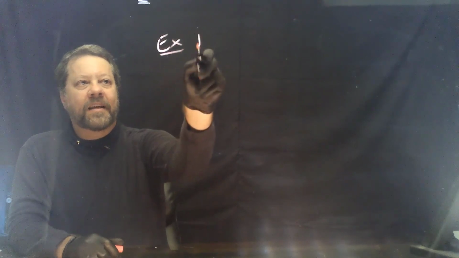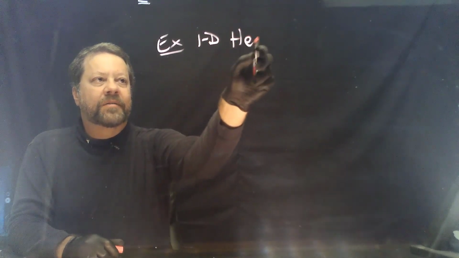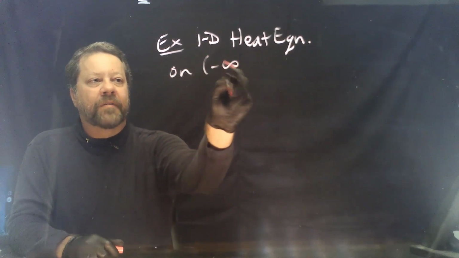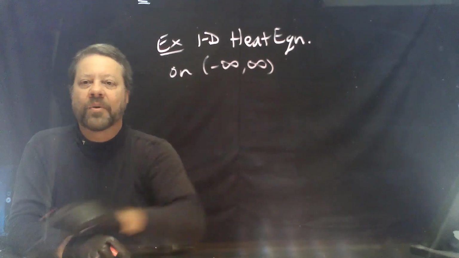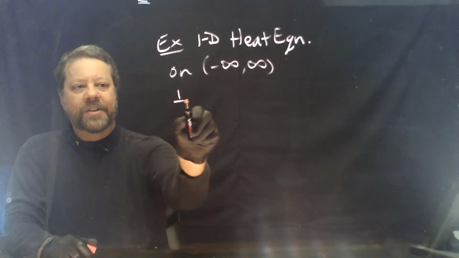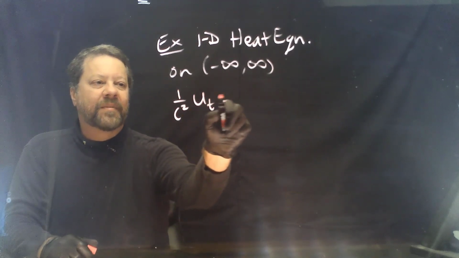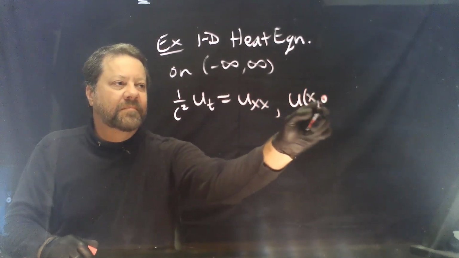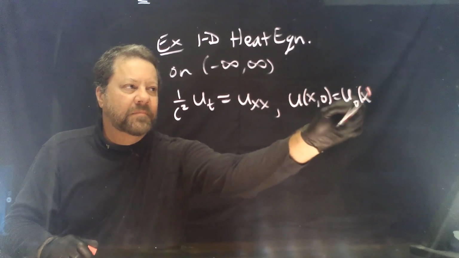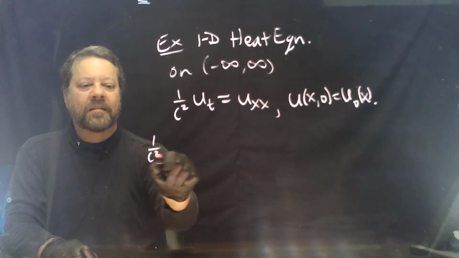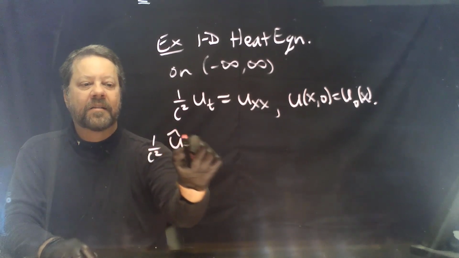Eventually. As our next example, let's look at the one-dimensional heat equation on an infinite rod. So x's will go between minus infinity and infinity. For the heat equation, I'll write 1 over c squared u_t equals u_xx with our initial data, like this. We'll apply the Fourier transform to both sides.